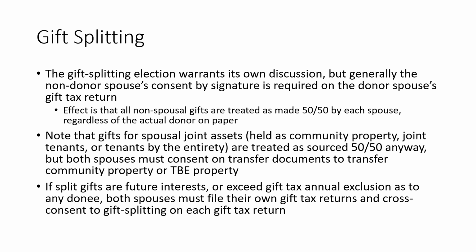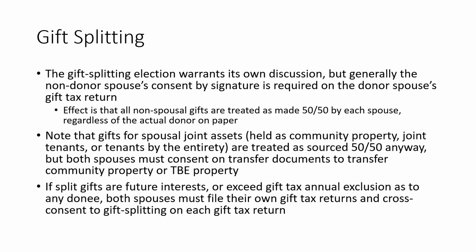Now, for gifts of spousal joint assets, usually as community property or joint tenancy property or tenants by the entirety property, those would be treated as being sourced 50-50 anyway. So a gift from that type of property wouldn't require a gift splitting election, but both the spouses must consent, not on the gift tax return, but on the transfer documents, to transfer any community property or tenants by the entirety property. They wouldn't need to consent for joint tenancy under most state laws.